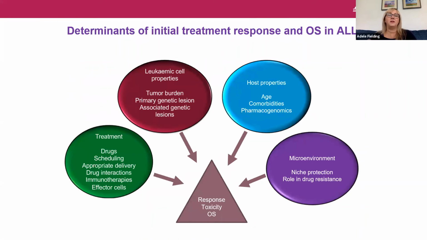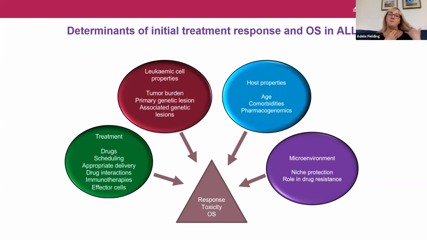And so all of these things determine what will go into the initial treatment response. So both the treatment we deliver in terms of the actual drugs, the scheduling, sort of interactions between the drugs, things we know about the properties of the leukemic cell, how much leukemia there was, what the genetic lesions are, obviously the properties of the individual who's the host for that leukemia, so their age, the other illnesses that they might have, and how their individual physiology tackles metabolizing the drugs. And that can be extremely different between different patients.